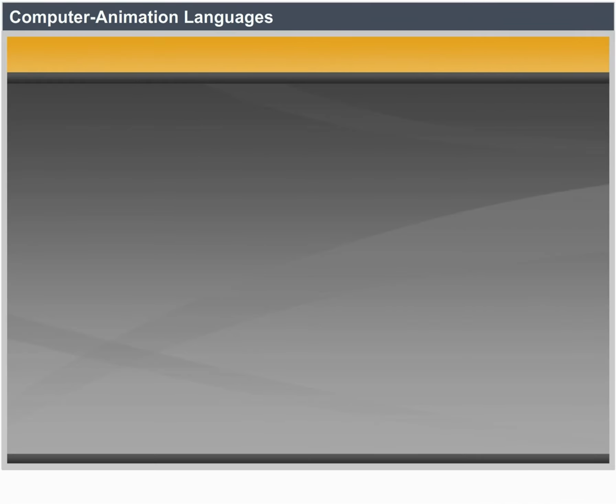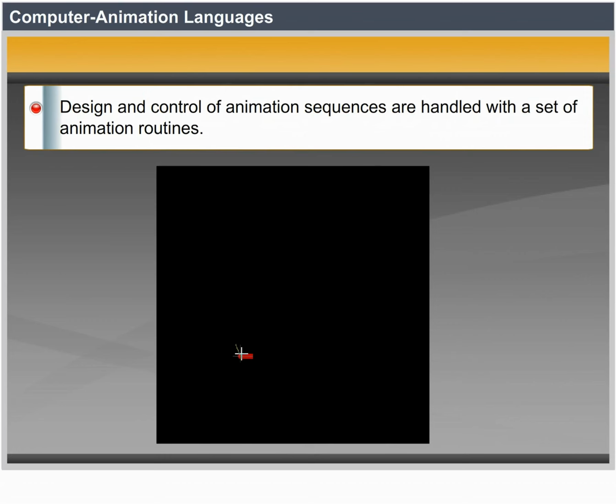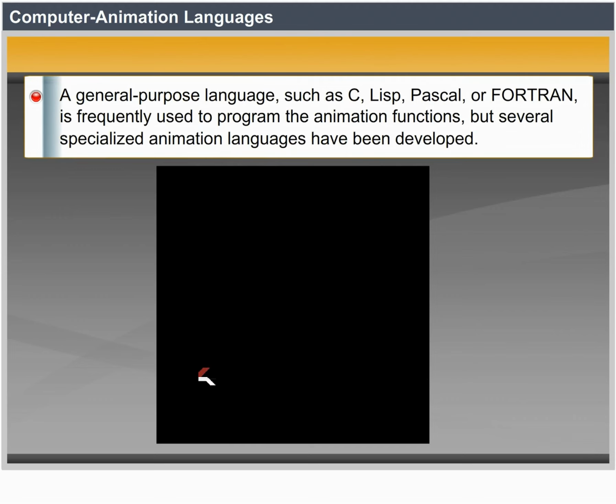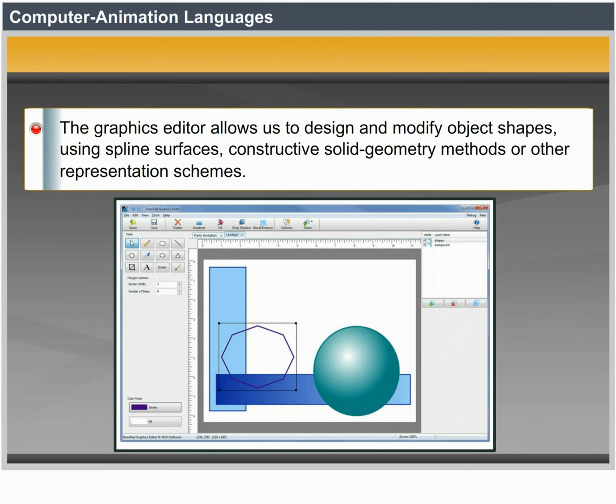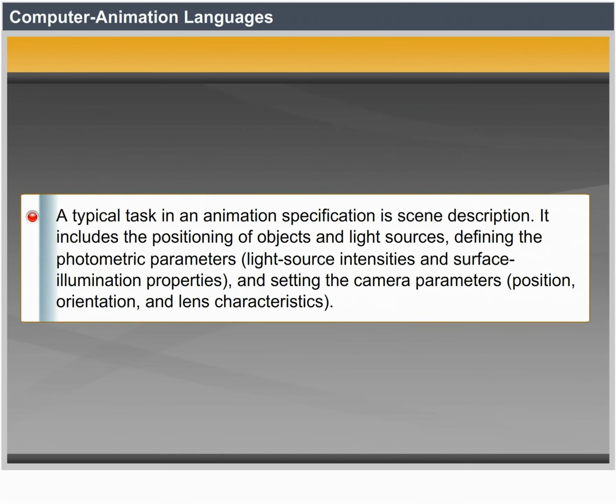Computer animation languages. Design and control of animation sequences are handled with a set of animation routines. A general-purpose language such as C, Lisp, Pascal, or Fortran is often used to program the animation functions, but several specialized animation languages have been developed. Animation functions include a graphics editor, a keyframe generator, an in-between generator, and standard graphics routines. The graphics editor allows us to design and modify object shapes using spline surfaces, constructive solid geometry methods, and other representation schemes.